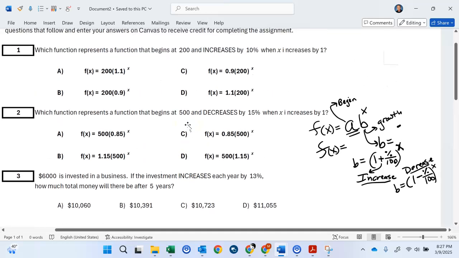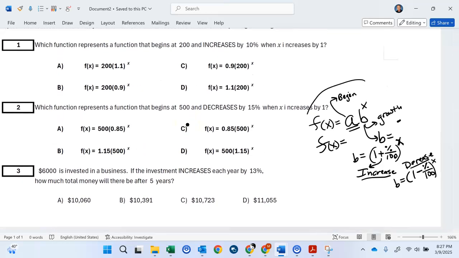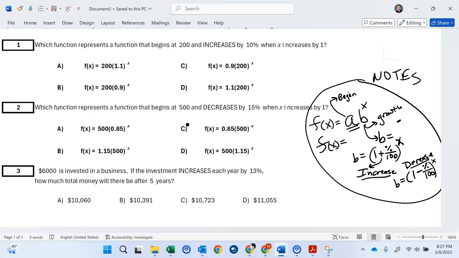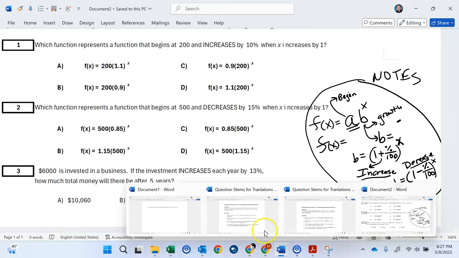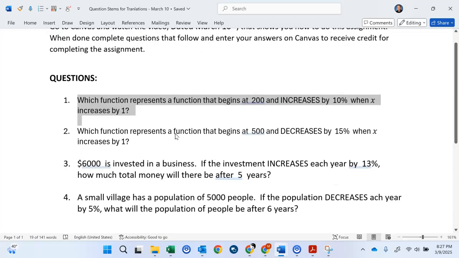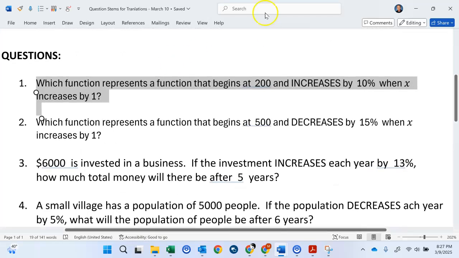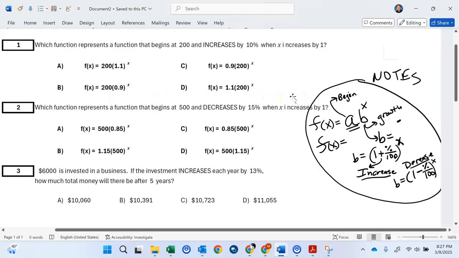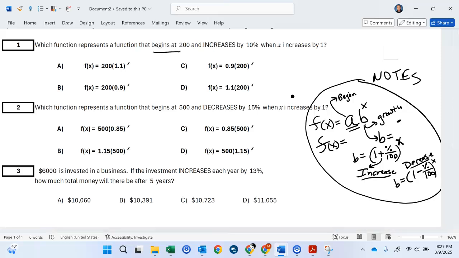So number one, write these notes here. Make sure you've got your notes somewhere. These are your notes. Number one says, make sure you go back to the translation. Now we're looking at number one. Go back to your translation, read that, make sure you understand it. But we're looking for a function that begins at 200. So it begins at 200.